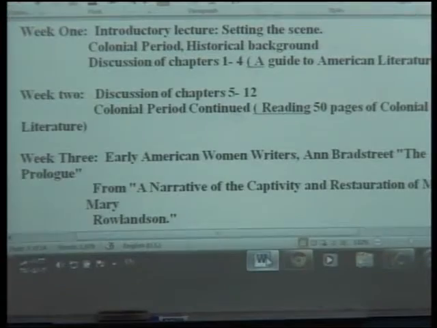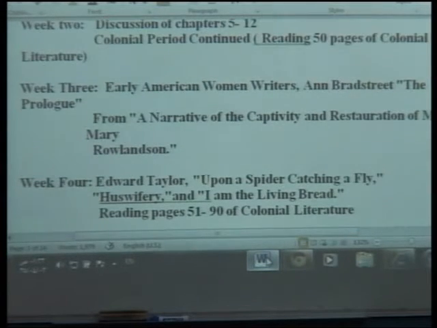Week 3, we're going to start looking at some early American writers, mainly women writers, and Anne Bradstreet would be the one whom we are going to look at. Then perhaps in the same week, overlapping with week 4, we're going to see the narrative of captivity and the restoration of Mary Rowlandson.